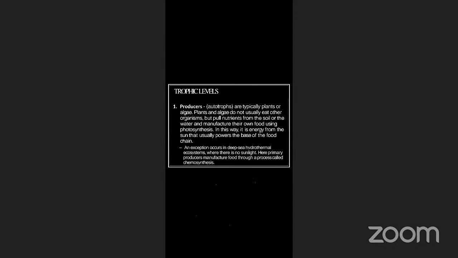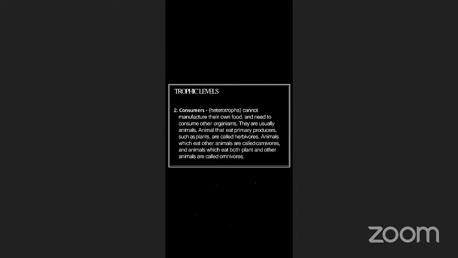So it's the same thing. In the first trophic level, we have producers, which are called autotrophs. They are plants or algae, which produce their own food through photosynthesis. In this way, they fix the energy obtained from the sunlight in the form of food. An exception is the deep sea hydrothermal ecosystems, where there is no sunlight. The primary producers manufacture food through a process called chemosynthesis. Here there is no photosynthesis, but a process called chemosynthesis.